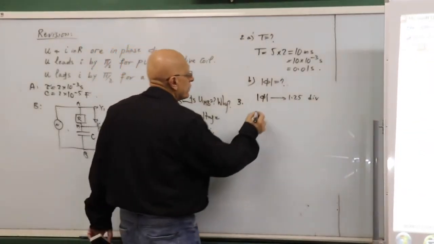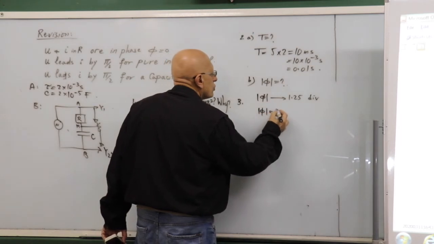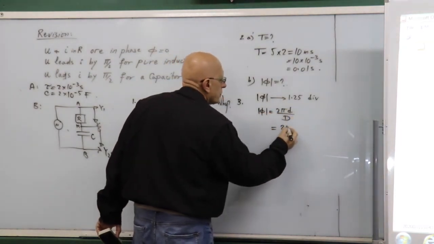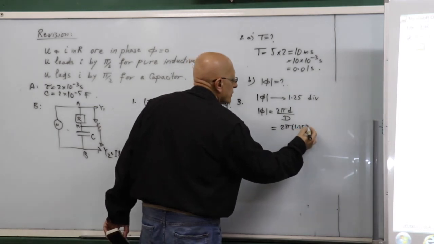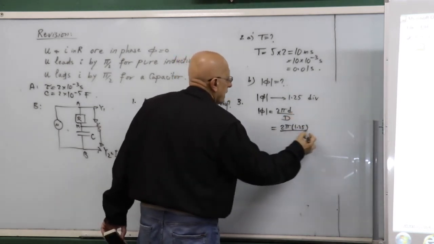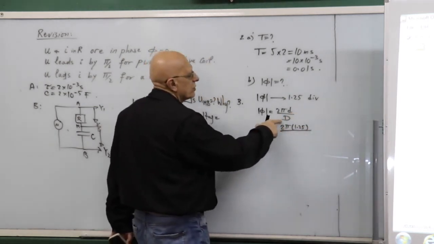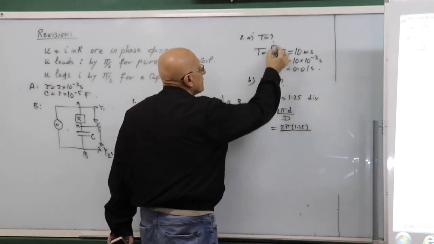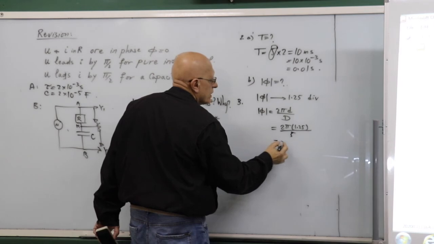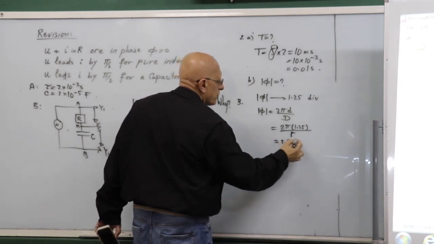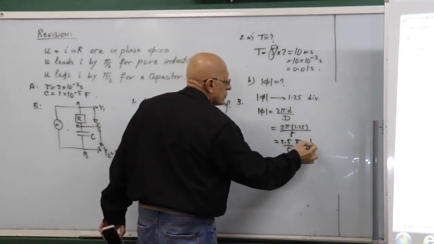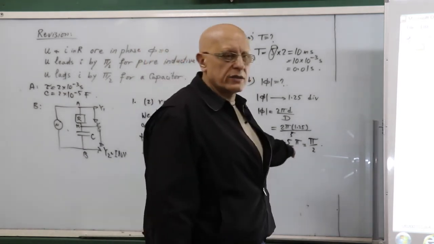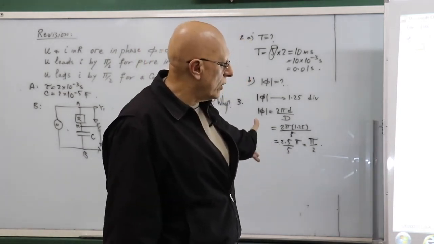So I use this formula to change phi to radian. So you get 2 pi times 1.25 over capital D, which is the divisions of the period, 5. So you get 2.5 pi over 5, which gives you pi over 2. And you can check that your work is correct. How?